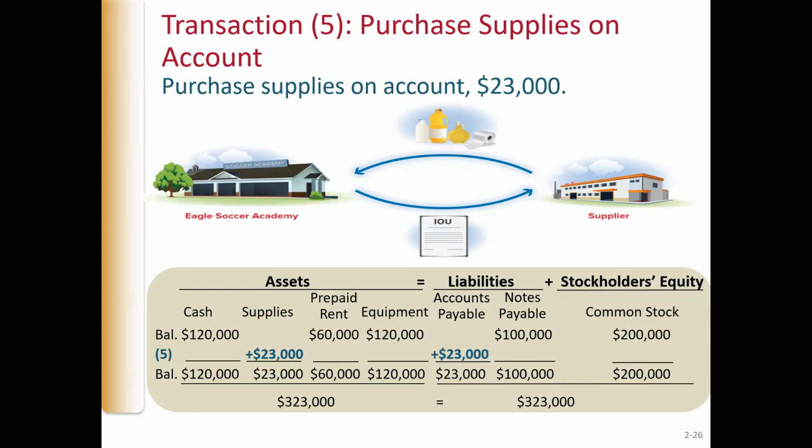So when we're done with this particular transaction, our assets are 323,000. Our liabilities plus our stockholders' equity are also 323,000. Okay, I just wanted to make sure I wasn't missing anybody.